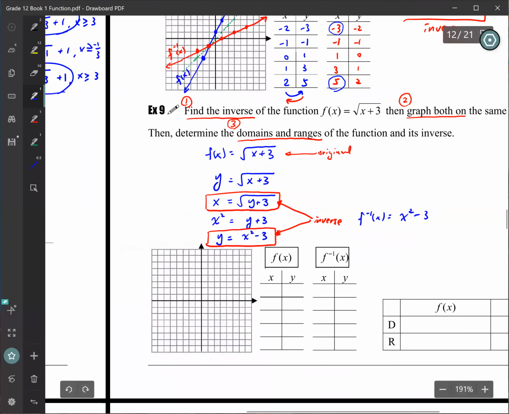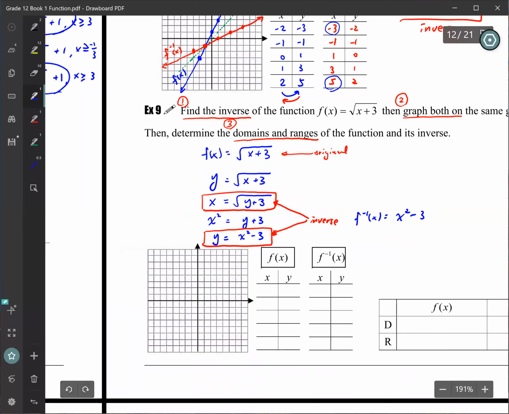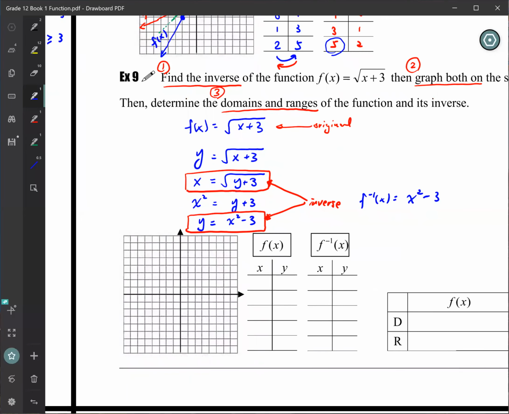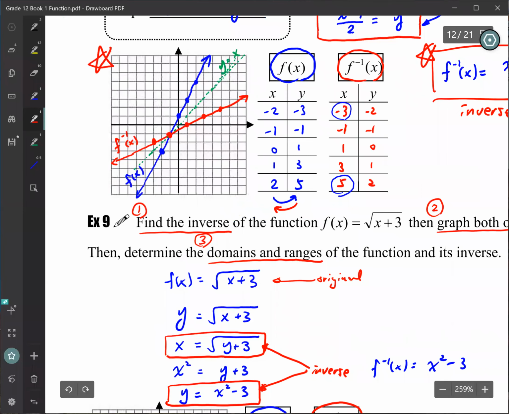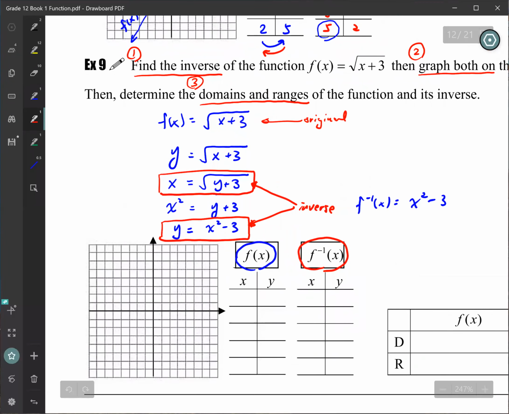Okay, now let's do the graphing. So for the graph, we are graphing the original one with the blue one, just like before, and then the red one is for the inverse. All right, so for square root, can we use the same points as linear, right? Before we used -2, -1, 0, 1, 2. But for square root, there's something special about this, right? Does anybody know what kind of points to use for these ones?